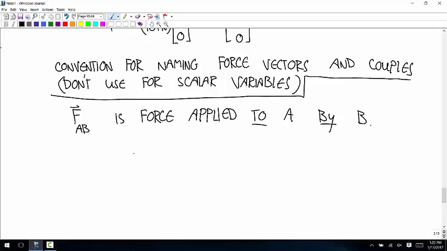This is a nuisance, but this isn't universally done. It's done half the time or something. It tends to be the case that engineers use this convention and physicists use the other convention that says where FAB would be the force applied by A to B, like backward convention. So there's nothing I can do about that, but this is the one I'm going to use in this class.